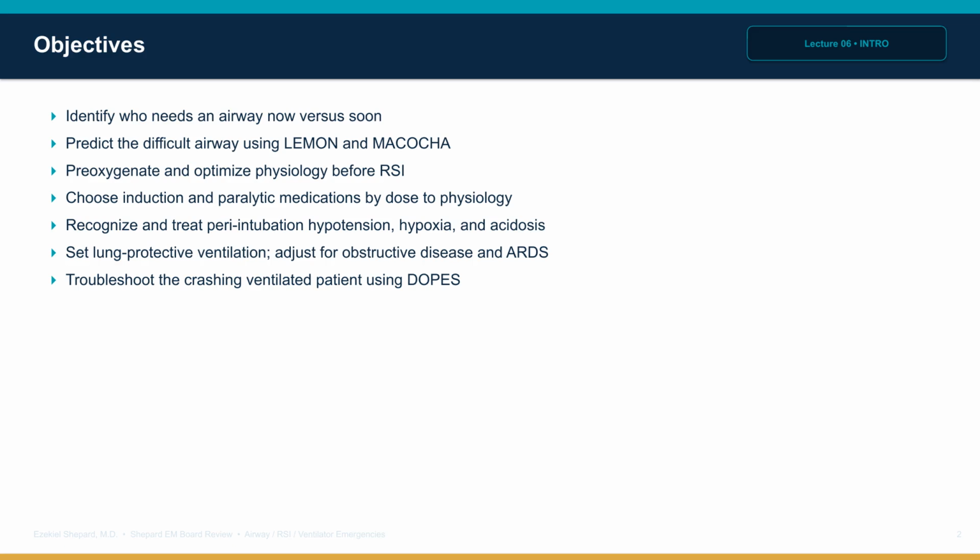The objectives are these. First, identify who needs an airway now versus soon. Second, predict the difficult airway using bedside tools. Third, pre-oxygenate and optimize physiology before rapid sequence intubation. Fourth, choose induction and paralytic medications with ED logic and dose to physiology. Fifth, recognize and treat peri-intubation hypotension, hypoxia, and acidosis. Sixth, set lung protective ventilation and adjust for obstructive disease and ARDS. And seventh, troubleshoot the crashing ventilated patient using DOPES.